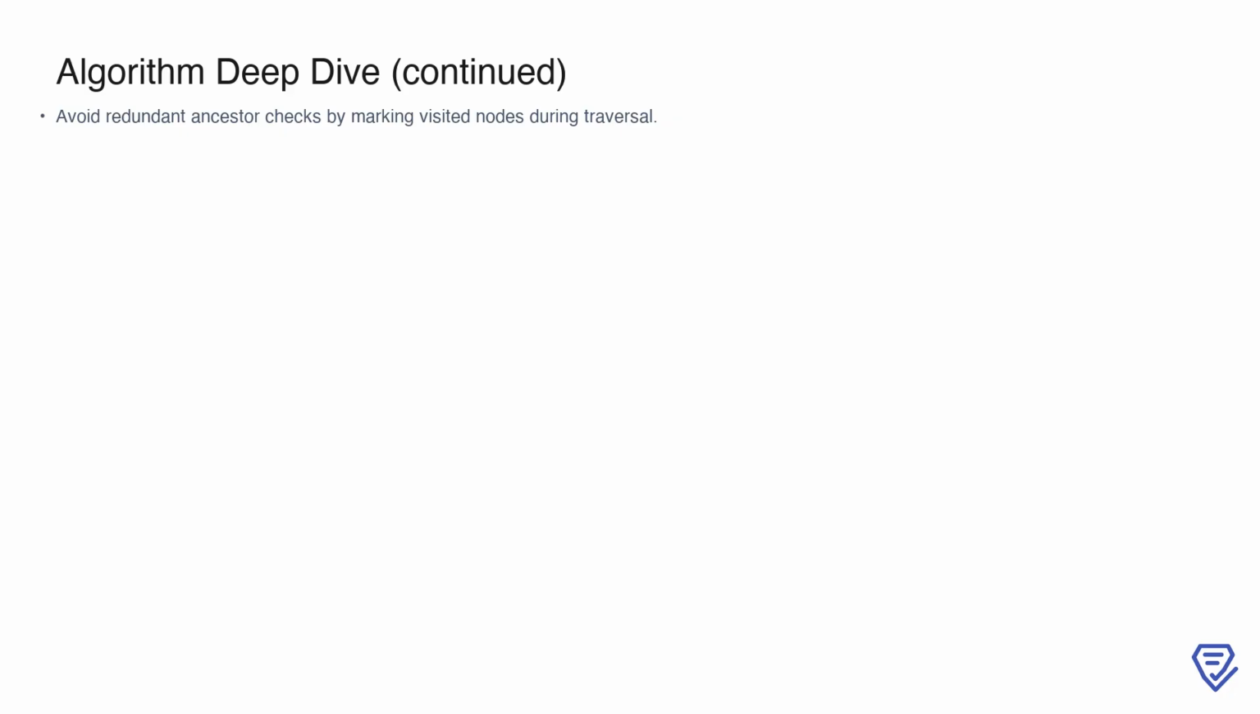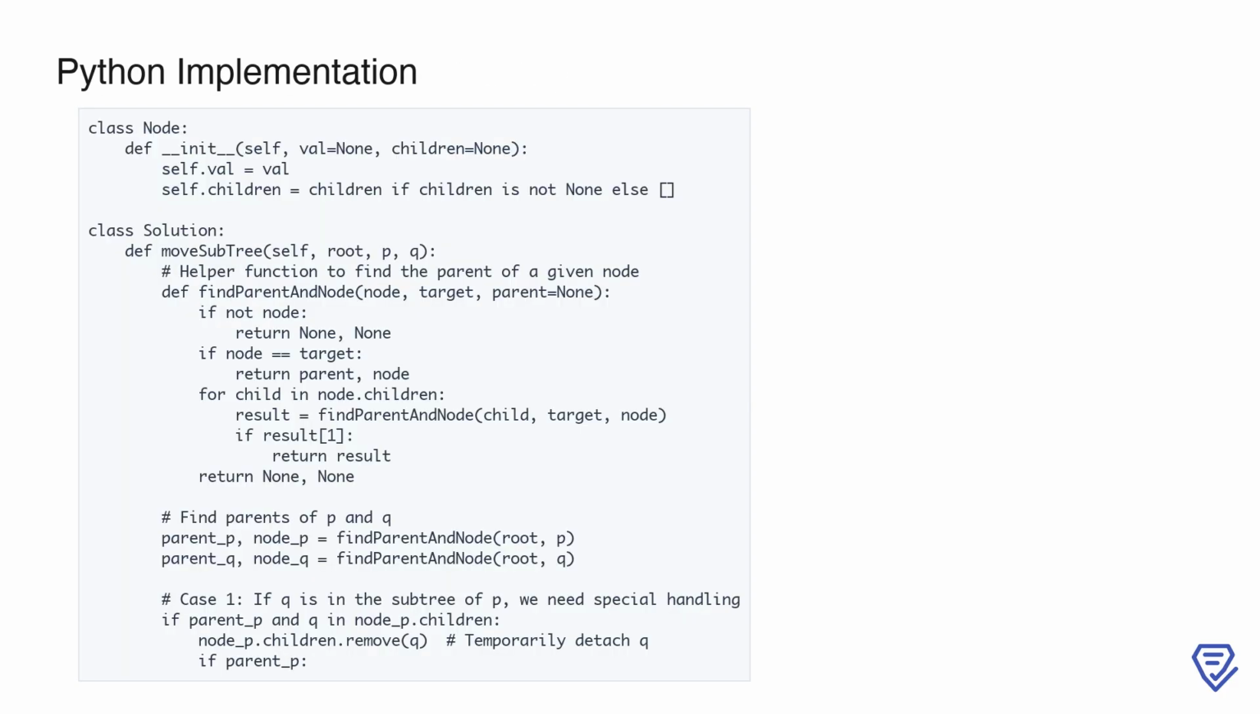Here, we start with the definition of the node class, which represents a single node in our N-Ary tree. Each node has a value, stored in val, and a list of children. If no children are provided during initialization, it defaults to an empty list. Moving on to the solution class, the primary function moveSubtree is defined to handle the process of moving a subtree from one node to another.